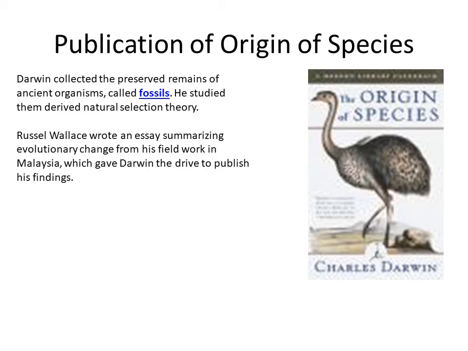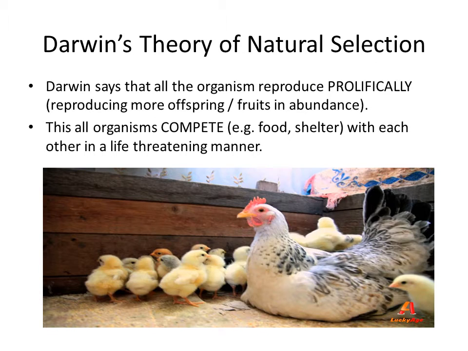Darwin collected the preserved remains of ancient organisms, that is fossils. He studied them and he derived the natural selection theory. Darwin also published his findings in the book The Origin of Species.